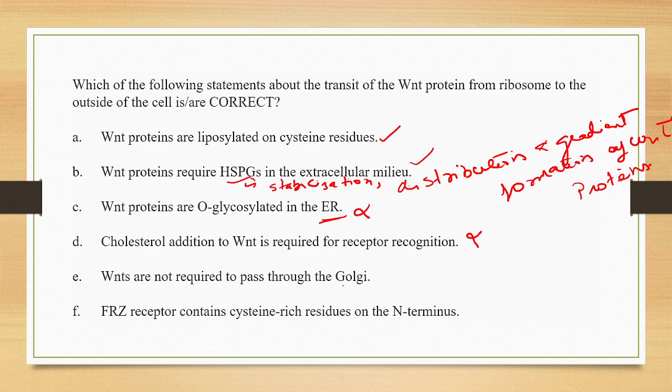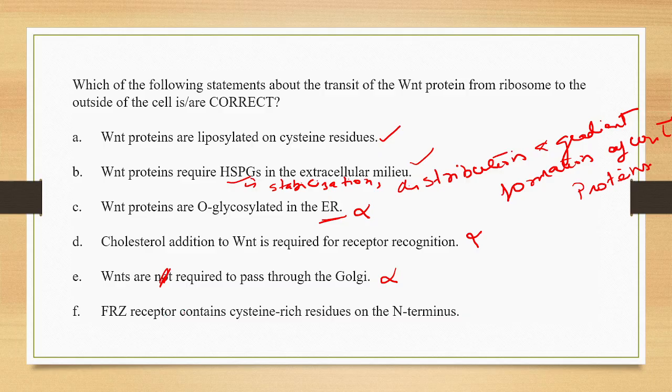Wnts are not required to pass through the Golgi apparatus. This is also an incorrect statement. Why? Because O-glycosylation has to occur. But why was this incorrect? Because here they have written that O-glycosylation takes place in the endoplasmic reticulum. No. In general, O-glycosylation takes place in the Golgi apparatus and N-glycosylation takes place in the endoplasmic reticulum. So this statement is false because Wnts are required to pass through the Golgi.